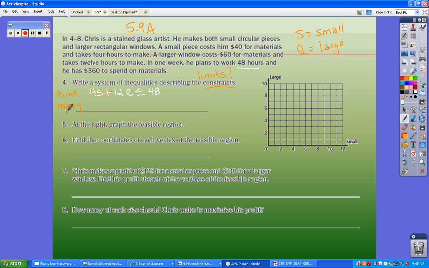Money is also limiting me here. It takes 40 for a small and 60 for a large, and that has to be less than or equal to $360. Now, there are also 2 other constraints here, and kids always forget these, and if it's a test or quiz, you do need to know this. I can't have negative windows. So S has to be greater than or equal to 0, and L has to be greater than or equal to 0.